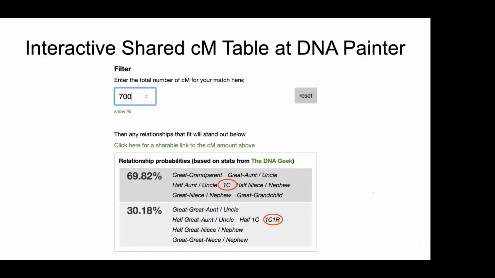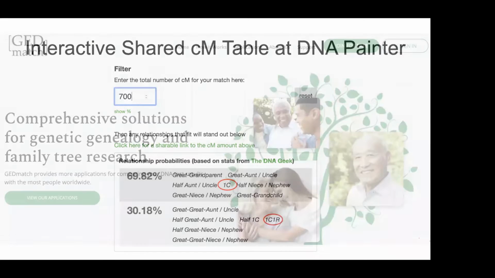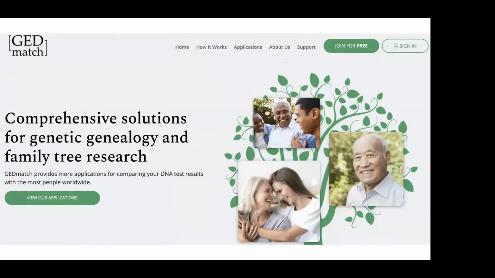By the way, this feature is totally free at DNA Painter. So I urge you to bookmark this and look at it regularly when you find new matches and you're wondering how they might be related to you.